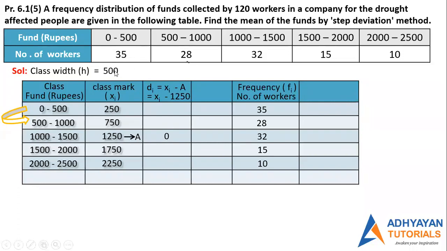Here the class width is 500, so the table of 500: 500 1s are 500, 500 2s are 1000. Below 0, the table of the class width is always positive. Above 0, the table of the class width is always negative. So 500 1s are 500, it will be minus 500. 500 2s are 1000, it will be minus 1000.